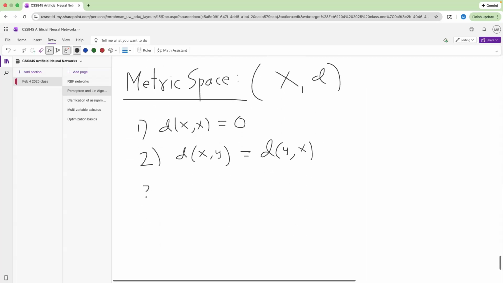The third property is a very important property, which is called the triangle inequality. So if you take the distance between 2 points, x and z, this should be less than or equal to the distance between an intermediate point, x to y, plus y to z.